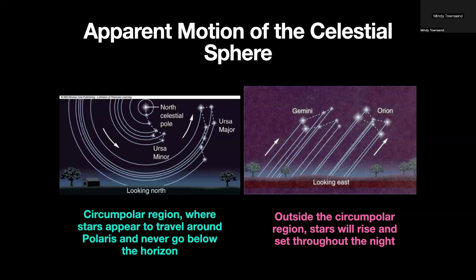If you look in some other direction than north, you'll see something different. If you look closer to the celestial equator, you will notice that the stars rise and set. So stars closer to the celestial equator are only visible part of the year and part of the night. Say we're looking east, we might see Orion and Gemini constellations rise, but they will eventually set in the west. They won't just travel in a circle around the sky.